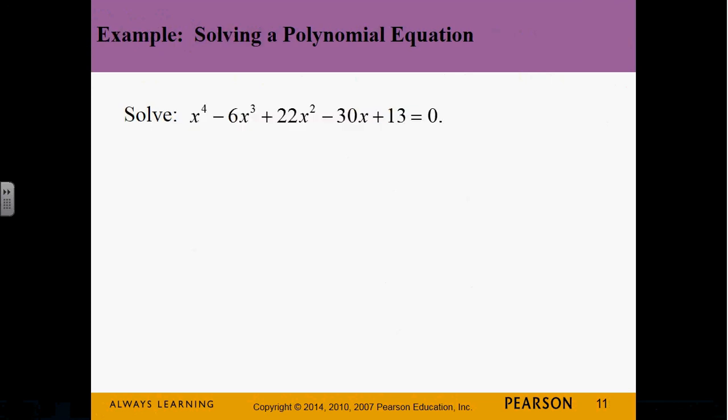So, let's solve x to the fourth minus 6x cubed plus 22x squared minus 30x plus 13 equals 0. What are my possible zeros here?